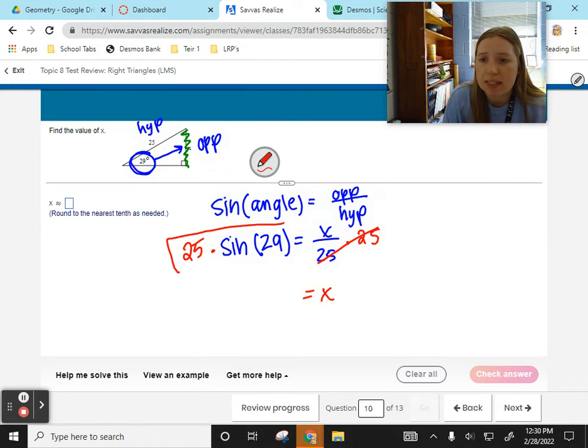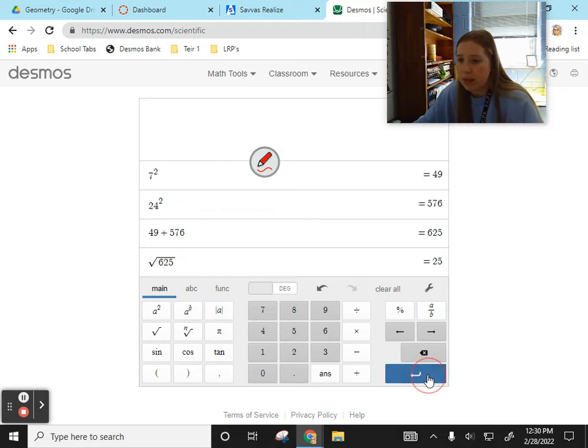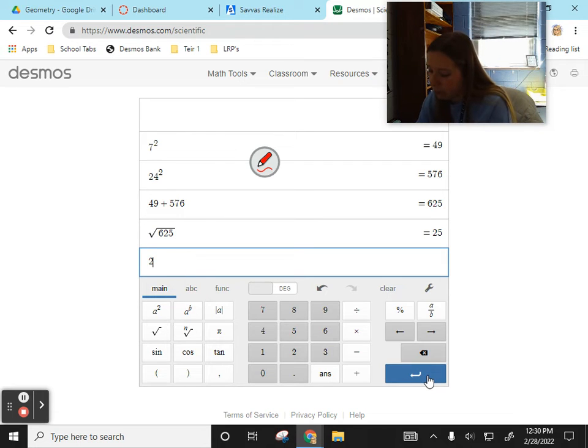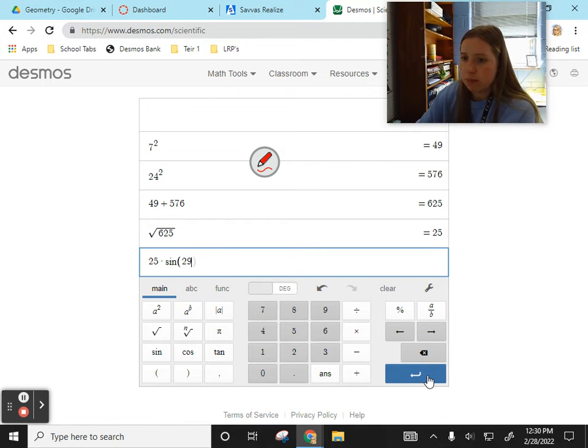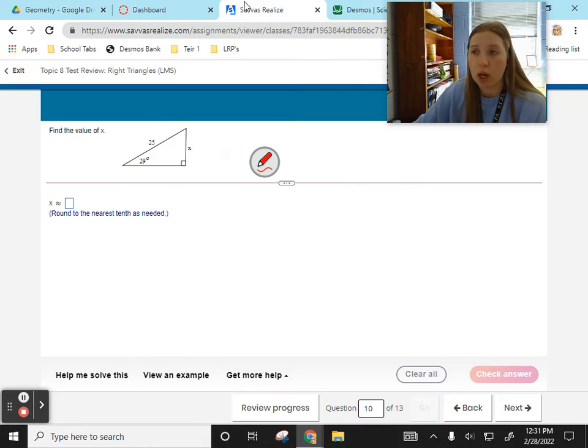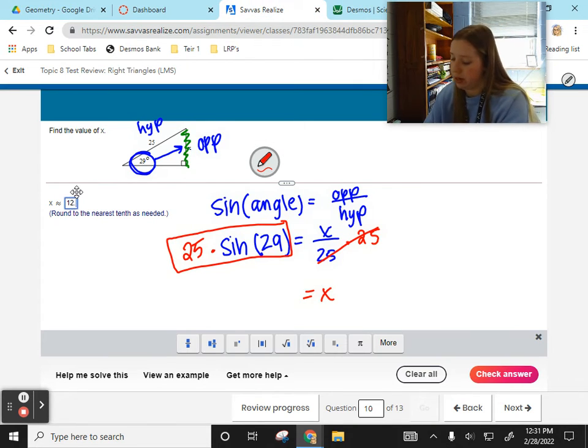And this is what I'm going to type into my calculator. And it says round to the nearest 10th. So in my calculator, I'm going to do 25 times sine 29. Oops. And that says 12.1.